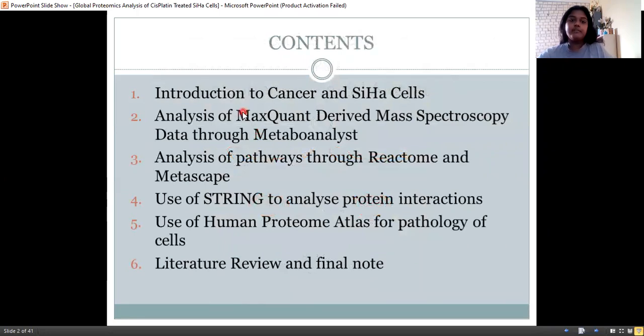So the contents are: I will first introduce cancer and CHA cells, and then I will explain my analysis through MetaboAnalyst, Reactome, Metascape, use of STRING, and my use of the Human Protein Atlas for pathology of cells, along with a literature review and final note.